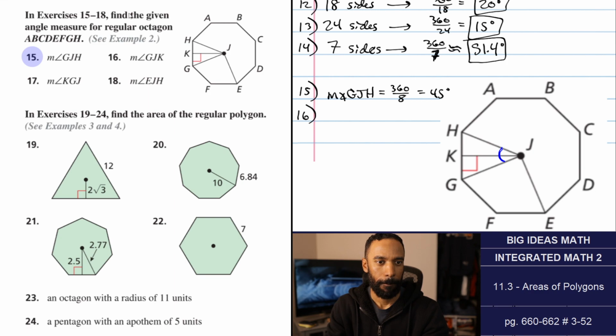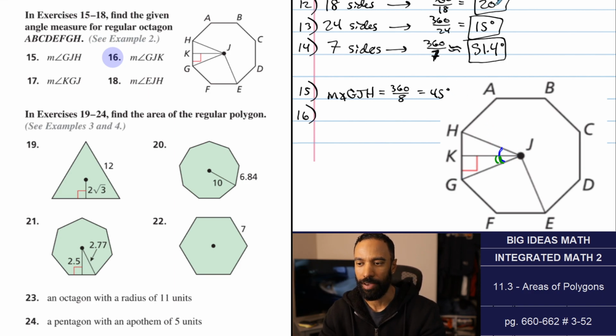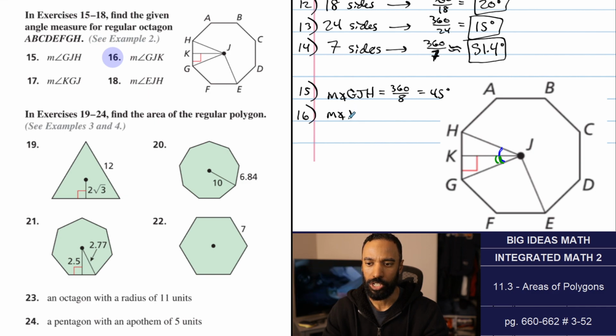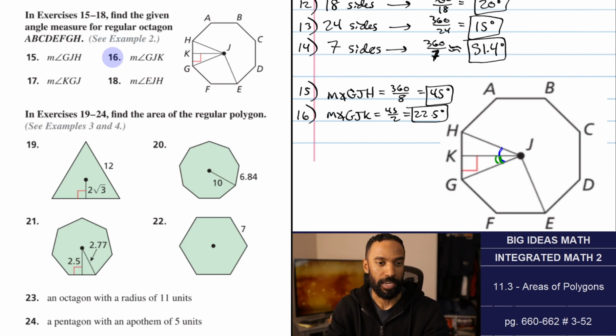Number 16 is measure of angle GJK. GJK is this angle right here. The JK is an apothem of this thing. It's bisecting this angle that we found from 45 degrees. So measure of angle GJK, you have to divide GJH by 2. Divide 45 by 2. That's 22.5 degrees, which is an angle measure we'd be using for finding area of the polygon or something that we might need for that.